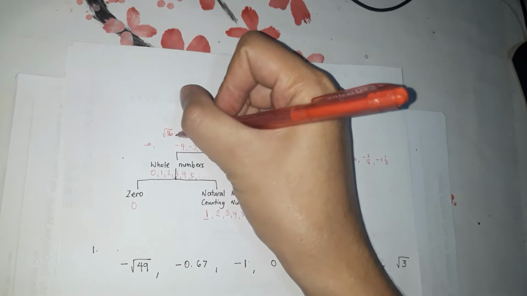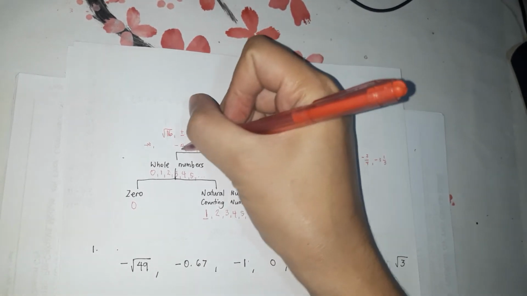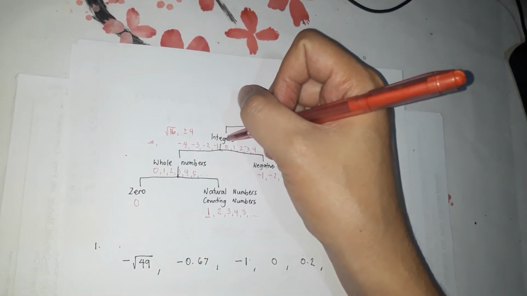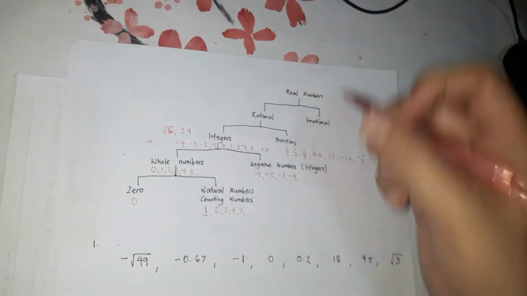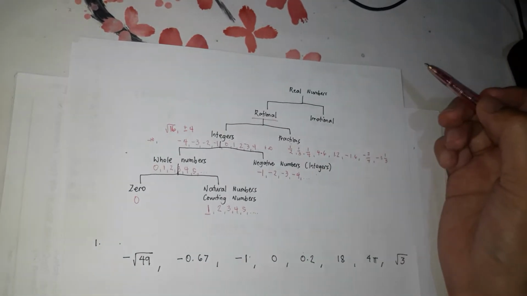Ang integers rin, pwede rin dito ang square root of 16. Kasi alam natin, di ba, ang square root of 16 is either negative 4 or positive 4, and they are under still integers. So those are pinagsama mo yung fractions sa integers. Ang tawag sa kanila are rational numbers.